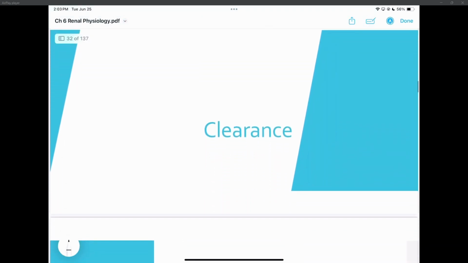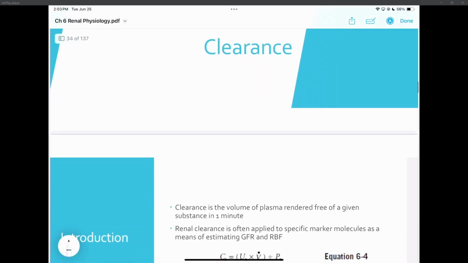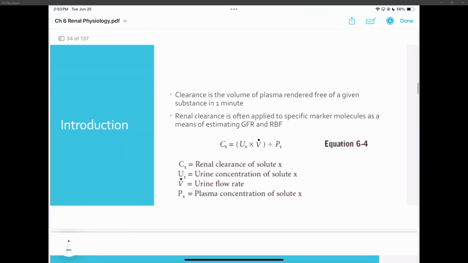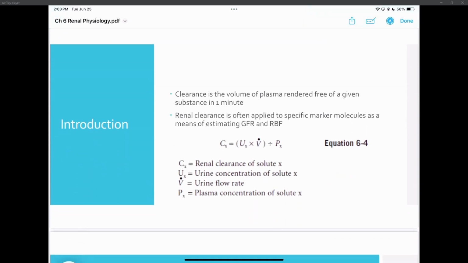So that's it, how we can talk about afferent and efferent arteriolar constriction, how we can modulate those things to help improve kidney function or even worsen it depending on what's going on. Another thing we need to talk about with kidneys is clearance. We need to get rid of substances in the blood. So clearance by itself, definition, volume of plasma rendered free of a given substance in 1 minute.